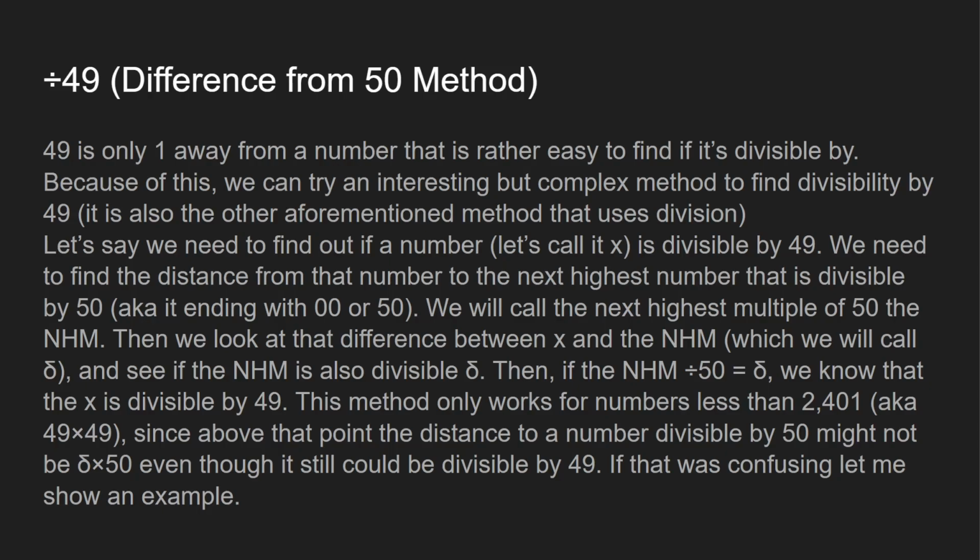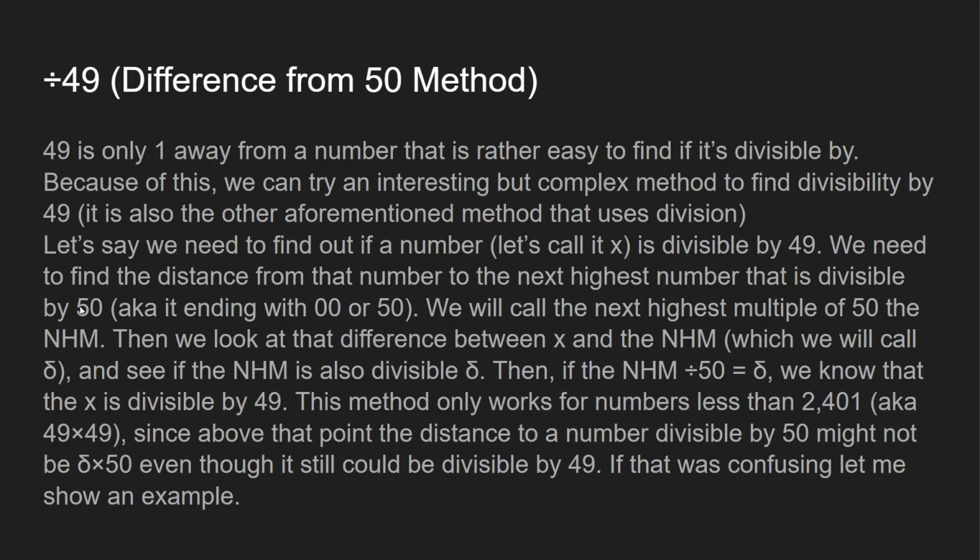So because of this, we can try an interesting but super complex way to find divisibility by 49. It is also the other aforementioned method that uses division. But it's only division by 100, or division by 50, whatever, right? So it's not that bad. So let's say we need to find out if a number is divisible by 49, and we're going to call that number x. We're trying to find out if x is divisible by 49.